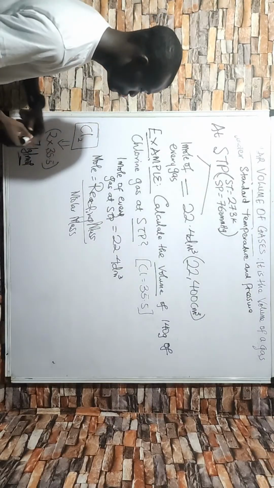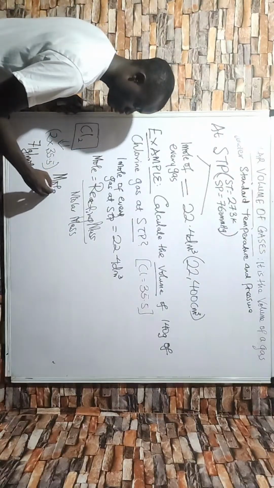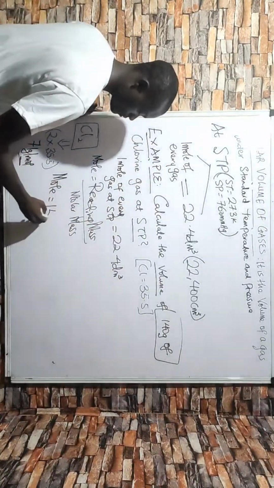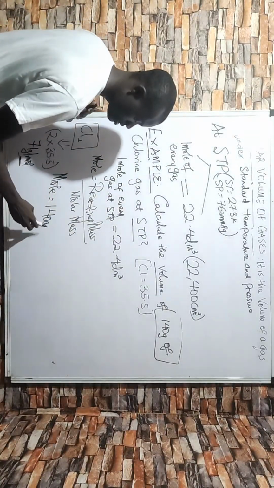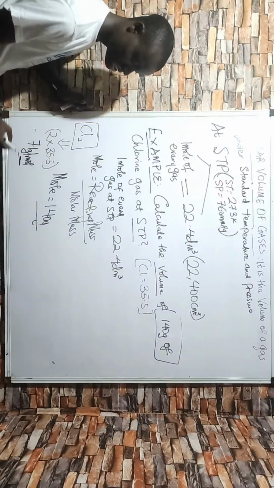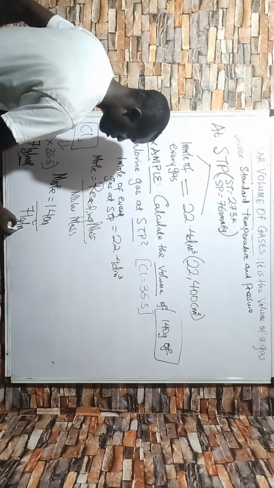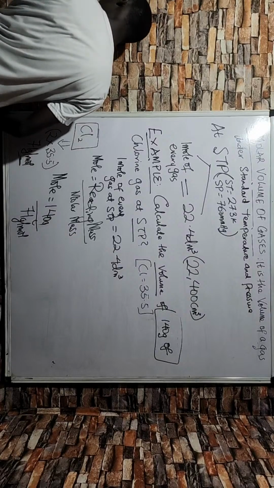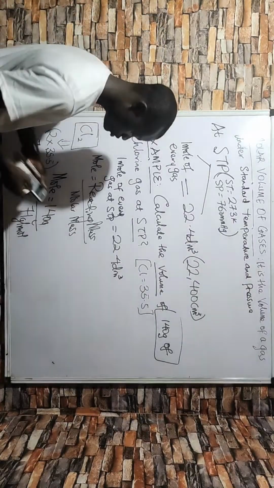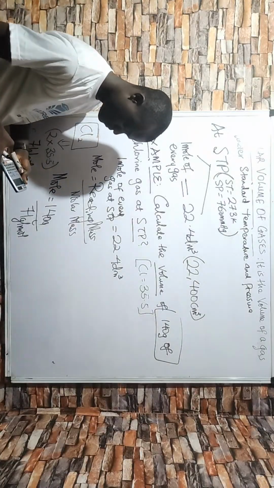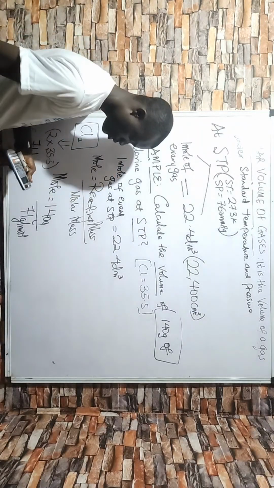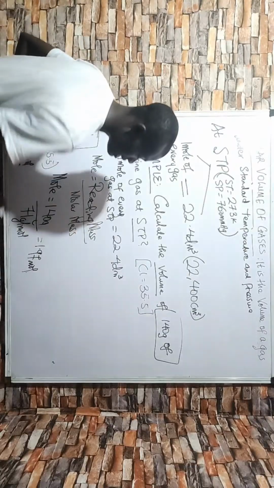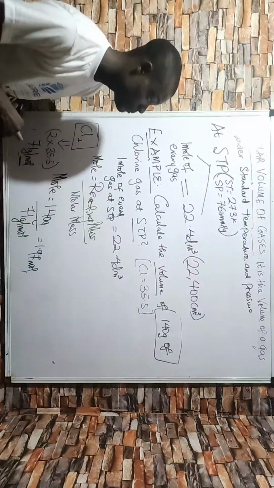So we are going to calculate the mole. The mole is the given mass, which in this case is 140 gram, divided by the molar mass, which we just calculated to be 71 gram per mole. So we are going to divide 140 by 71. This will give us 1.97 mole. That's the number of moles present in 140 grams of chlorine gas.